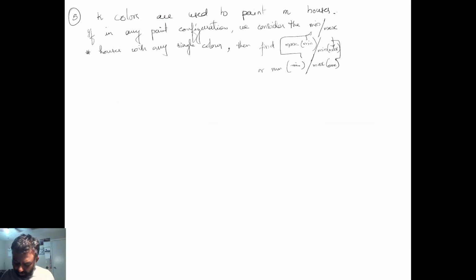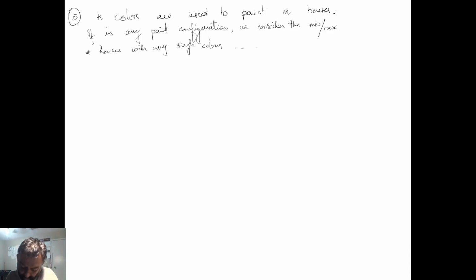Okay. So the fifth one says that there are k colors which are used to paint m houses, and in any configuration we consider the minimum or maximum number of houses with any single color. Okay, let me just forget this part and I think we all understand the question. Let's try to build this question in our head. So the idea is very simple. There are m houses, correct, and there are k colors.